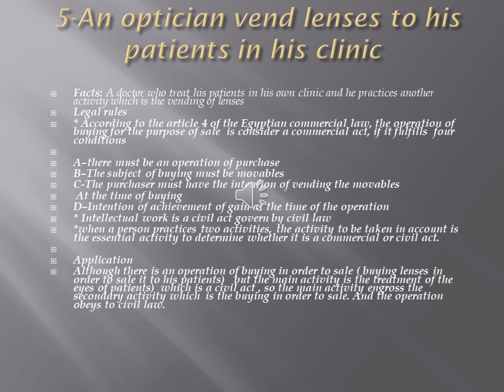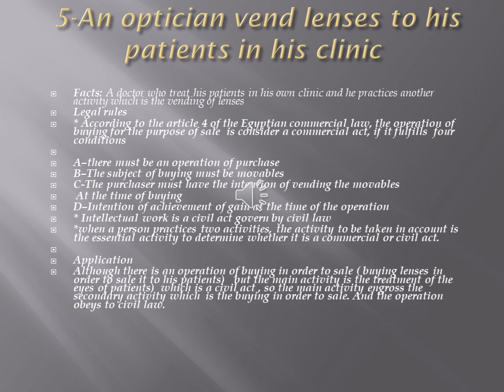We will explain some applied cases in order to understand Articles 4 and 6. In this case, an author is vending his novel to a publisher, which is Dar al-Shuruq. We must mention, as I told you before, the fact. Then after the fact, we will mention the legal rules related to this case, and at last the application, which is the localization of the legal rule on the facts, in order to understand whether this case is ruled by the Egyptian commercial law or the Egyptian civil law.